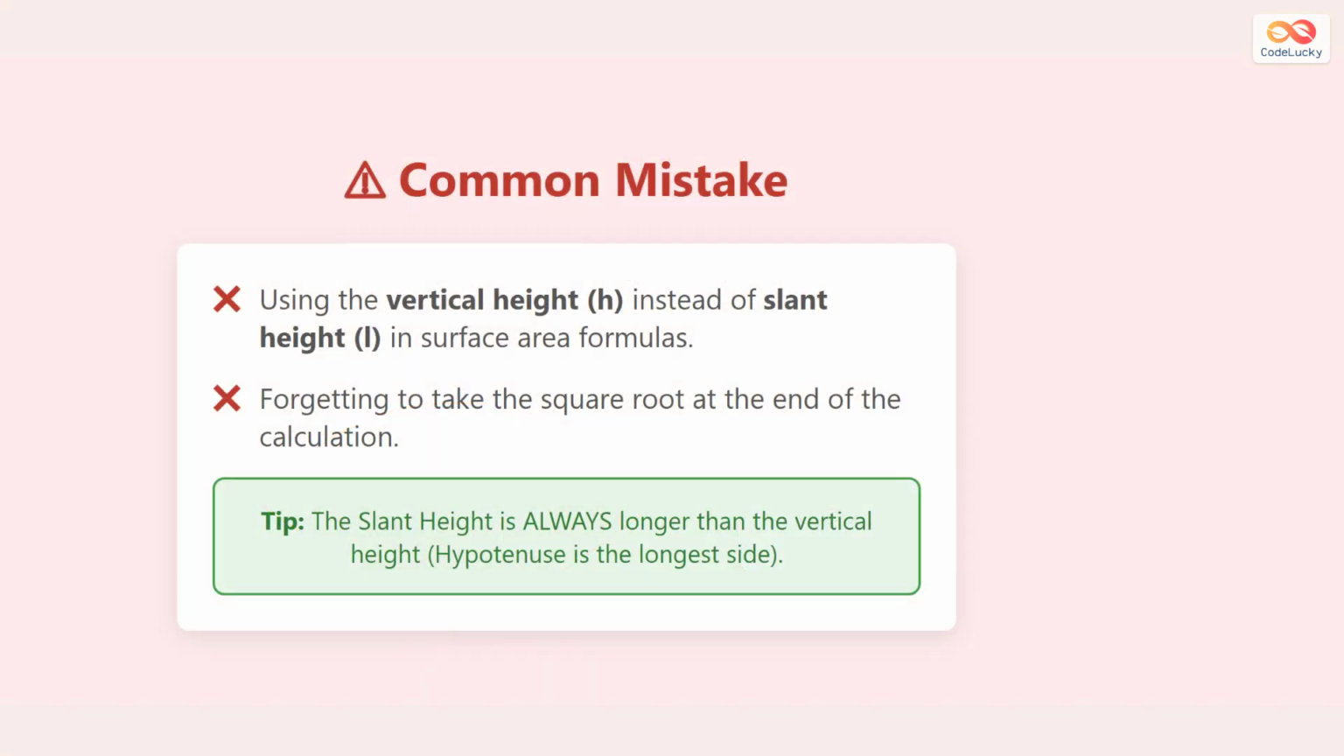A common mistake students make is using the vertical height in the surface area formula instead of the slant height. Always remember, the slant height is the hypotenuse, so it will always be the longest of the three measurements. If your slant height comes out smaller than your height, check your math again.